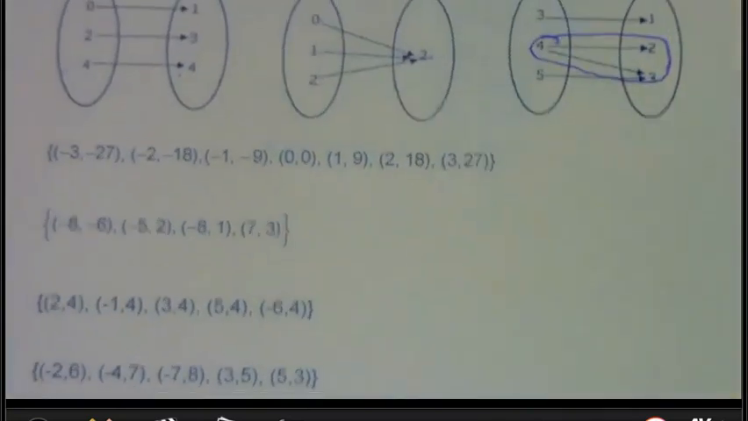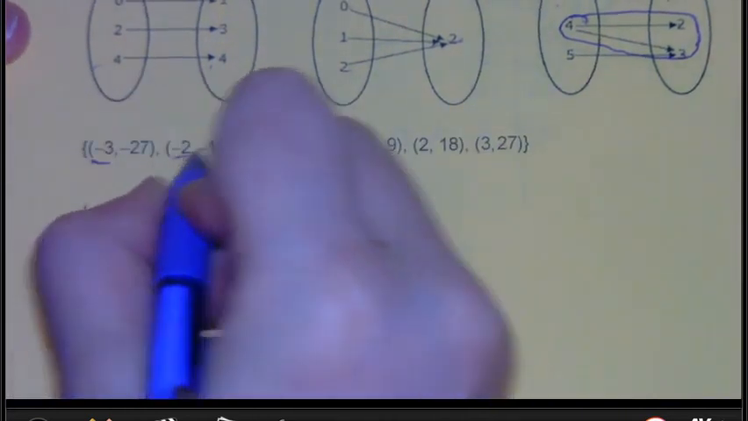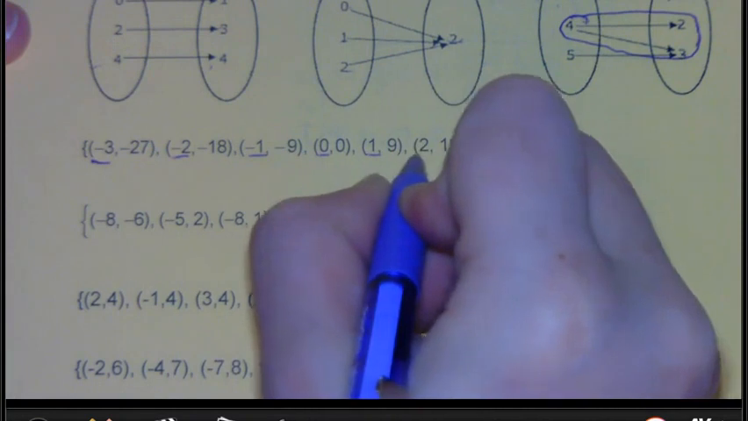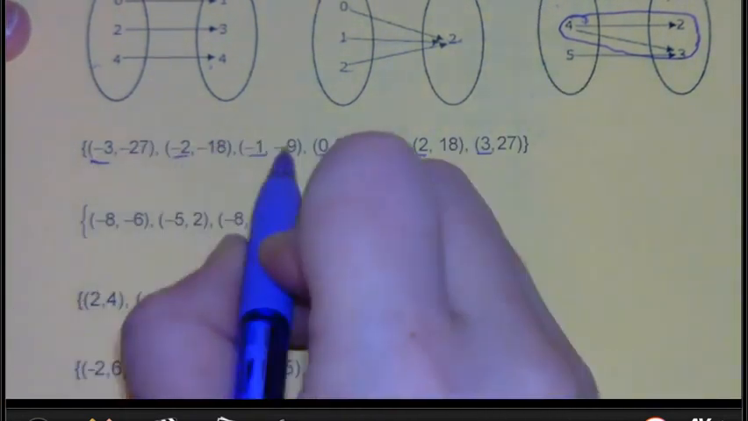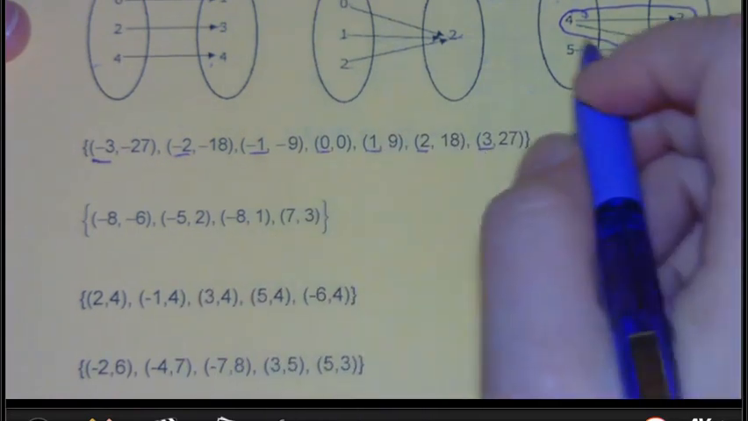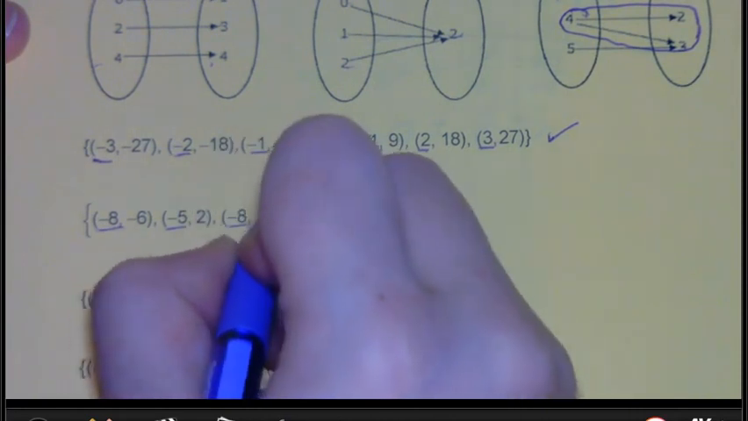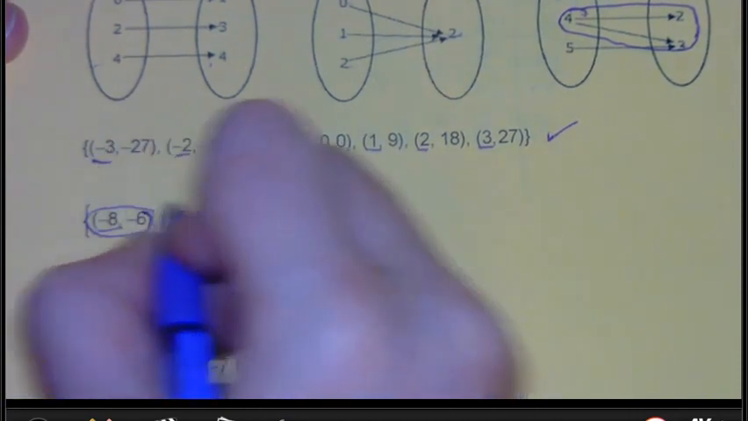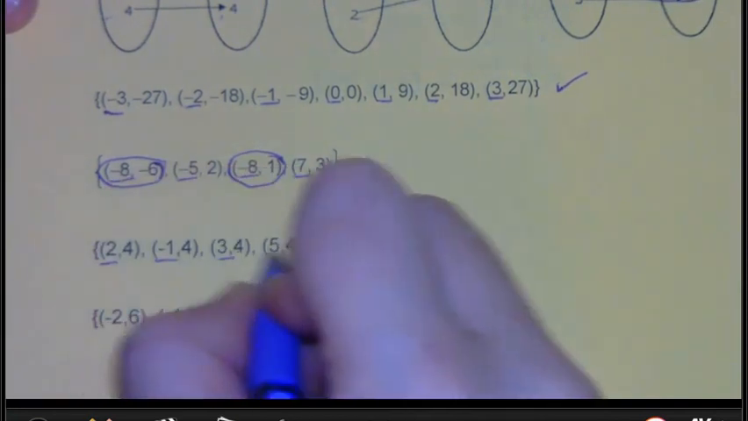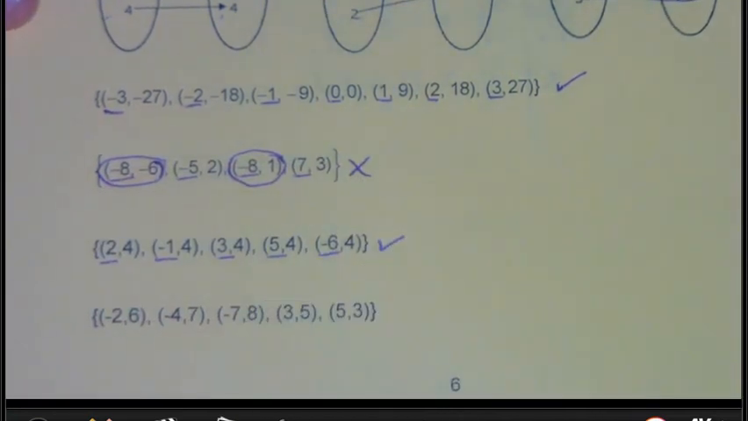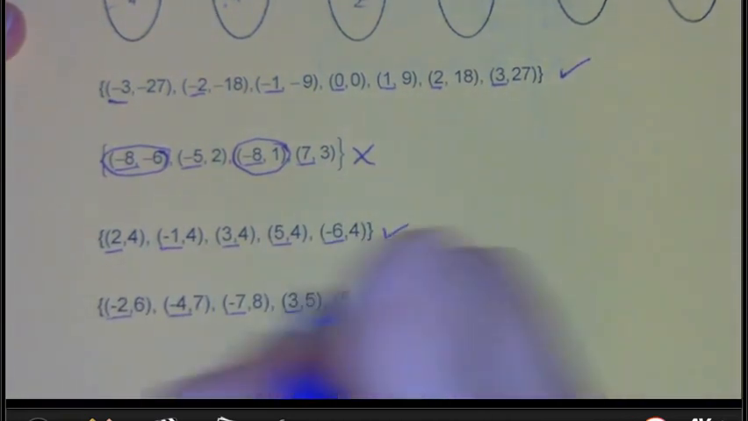All right, then I've got a set of coordinate points. If you guys remember my trick on coordinate points, all I do here is I go through and I underline my x values because that's all I really care about on seeing if it's a function. -3, -2, -1, 0, 1, 2, 3. This is a function. -8, -5, -8, 7. Oh, I have an issue. I have 2 -8s, which means this is not a function. 2, -1, 3, 5, -6. This is a function. -2, -4, -7, 3, 5. This is a function.